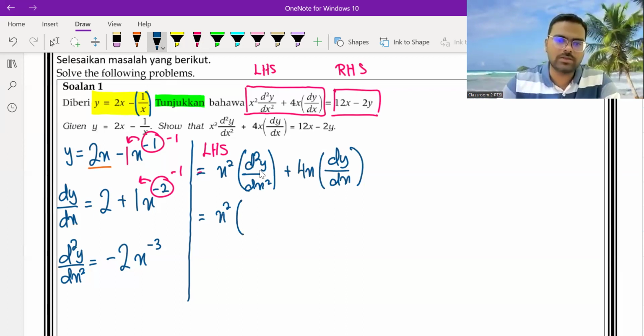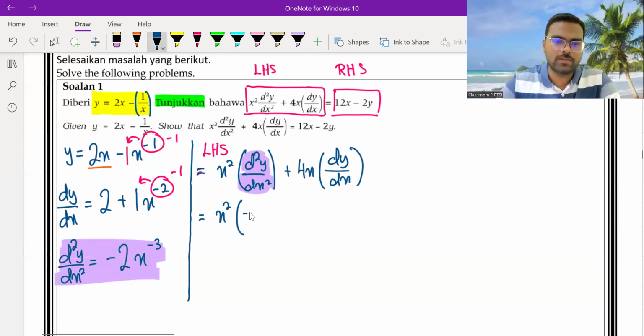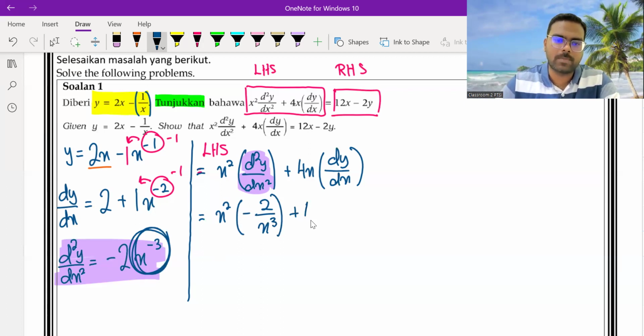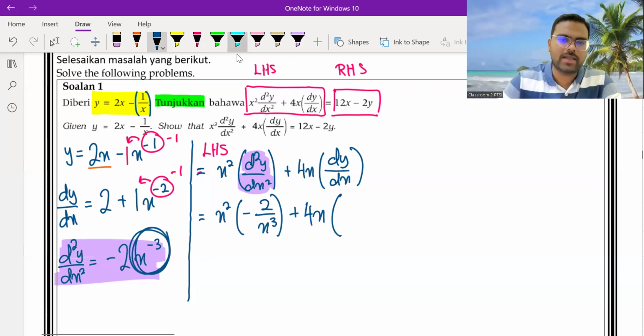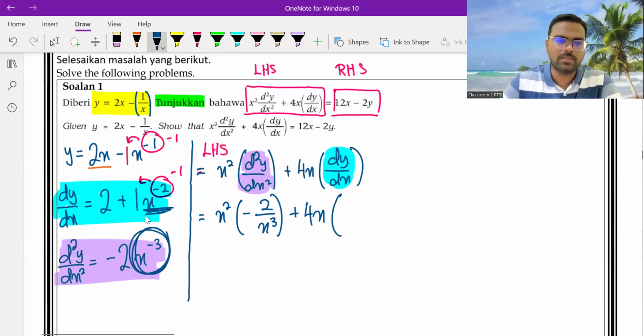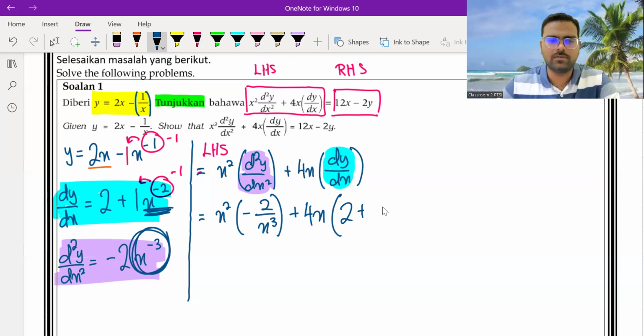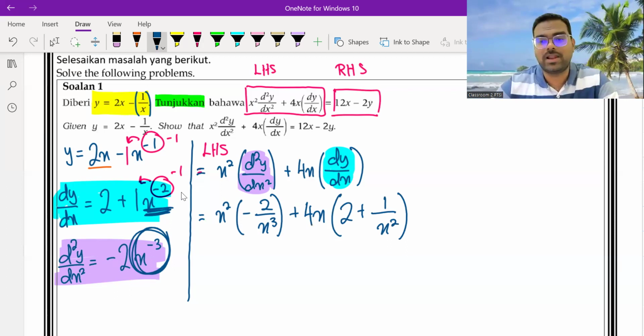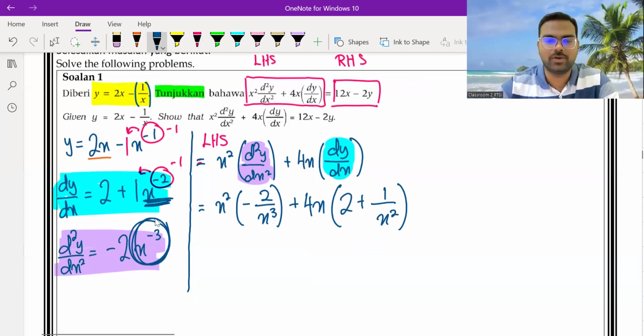So x square, your second derivative. This is your second derivative, which is this whole thing here. Am I right? Kamu tengok, cikgu tulis negative 2. We already know this power is negative, right? So bring it down. X power 3 plus 4x dy dx. This is your dy dx. We know the power here is negative 2. Right? Ini negative 2. So kita tulis 2 plus 1 over x squared. Kau jangan tulis dengan negatif. Okay, we put it like this. So it's a bit easier for us.